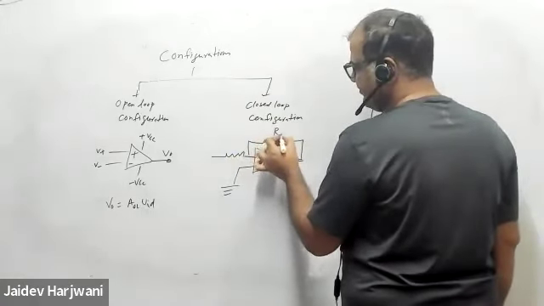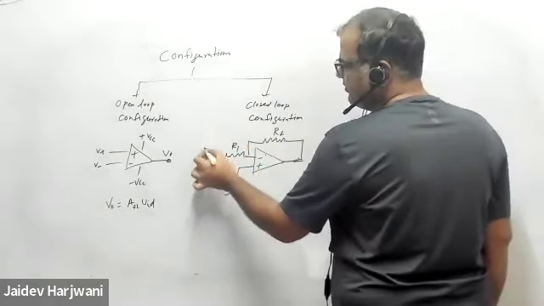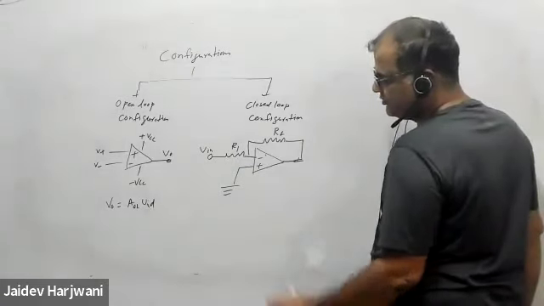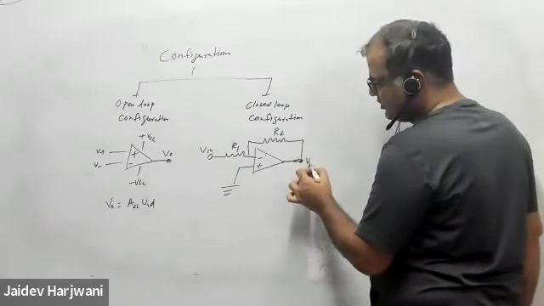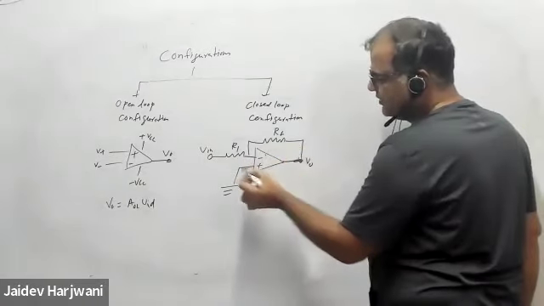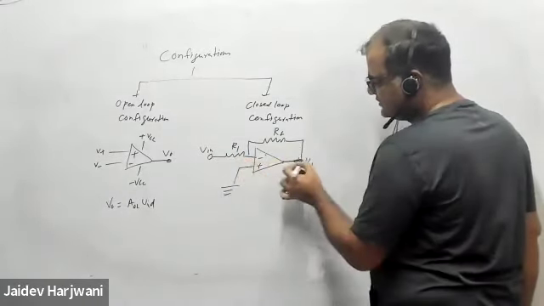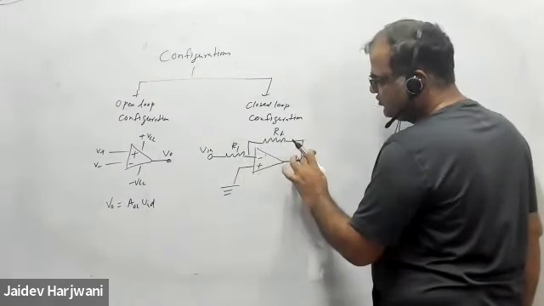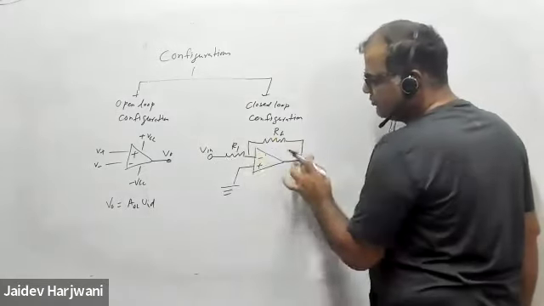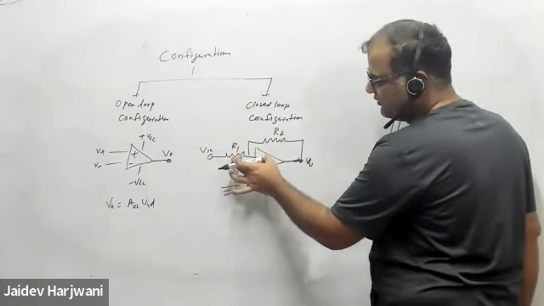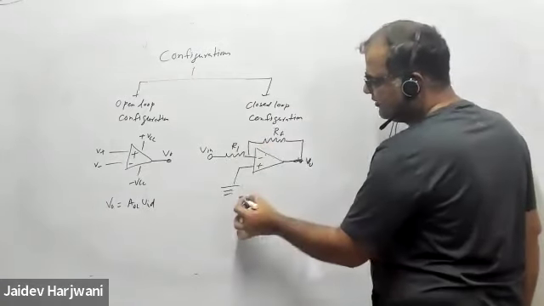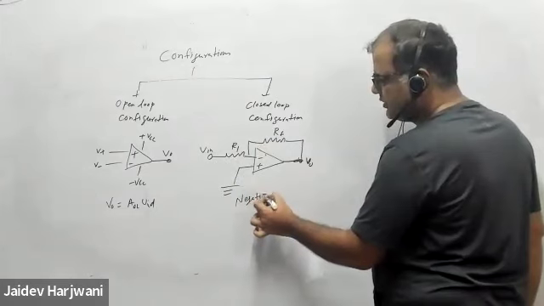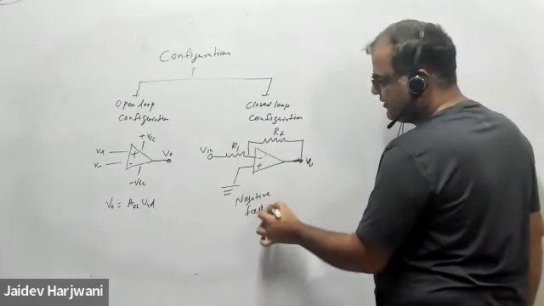So this is your RF, this is R1, and you're applying V input. Because you're applying some input, you're getting some output V naught, and some portion of the output is fed back. This V naught is getting divided here and here, and some portion is going to the inverting terminal. So this is called negative feedback.